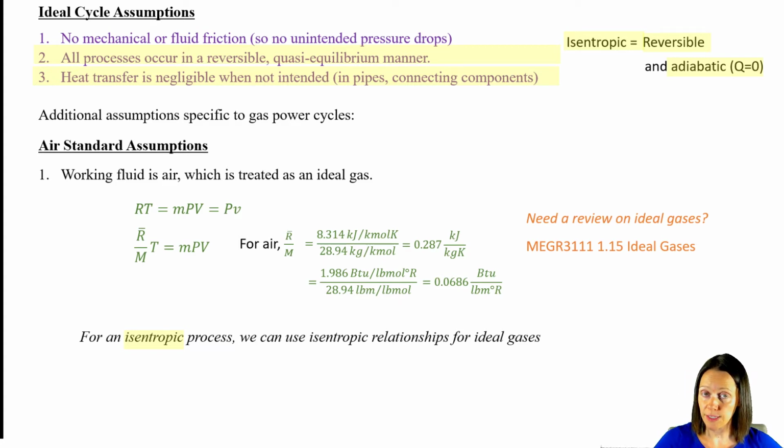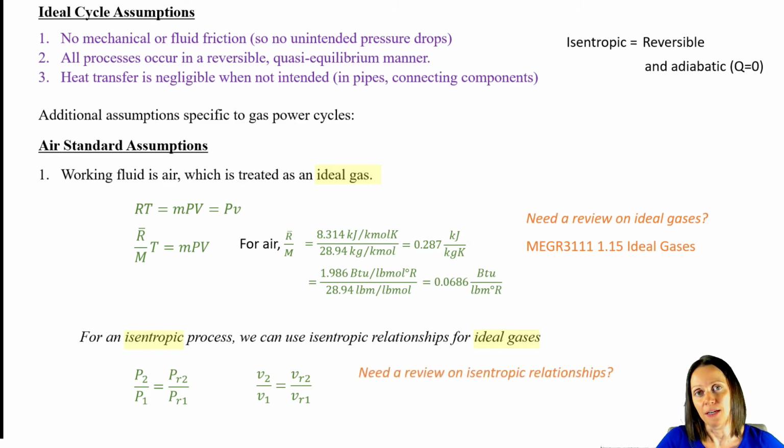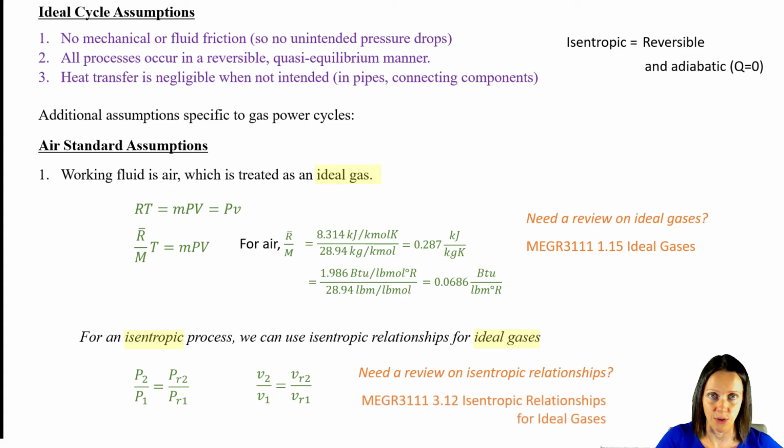So you will have isentropic processes, and because you've got this ideal gas, you've got those isentropic relationships that you can use for an ideal gas. These are the ones that deal with the relative pressure and relative specific volume. If you need a review on those isentropic relationships, please look at the review video for Thermo 1 on isentropic relationships for ideal gases.